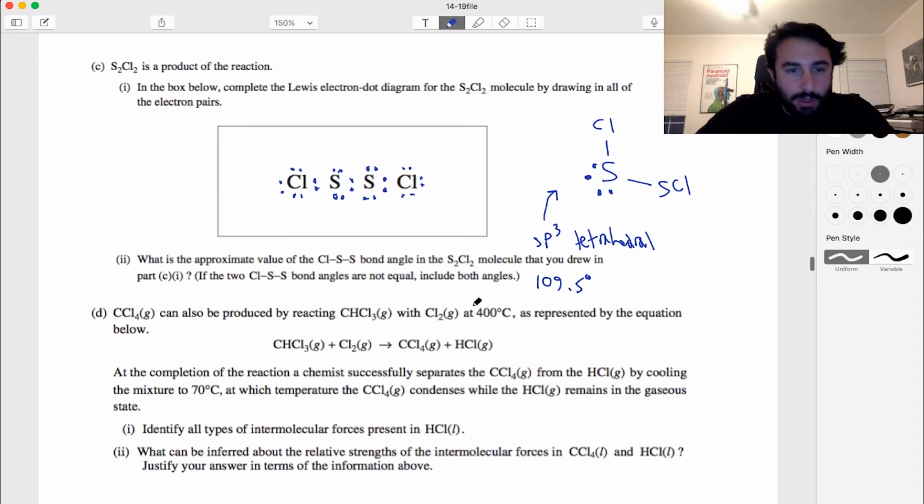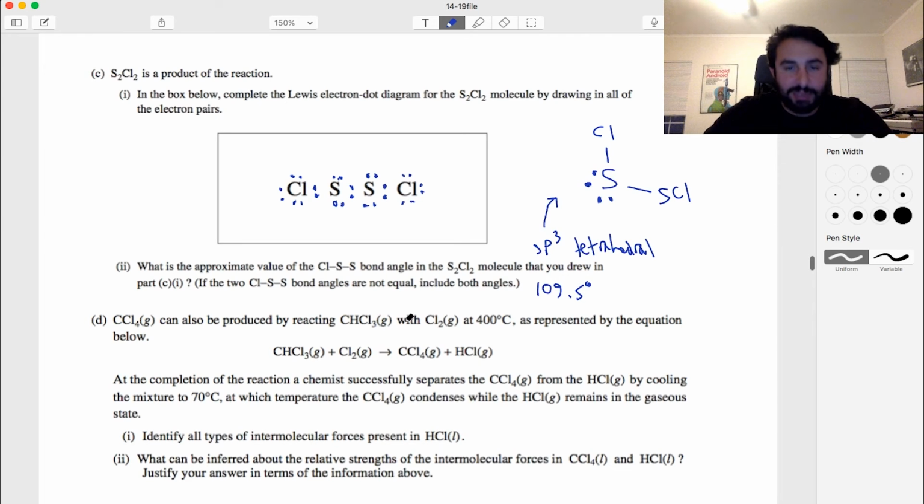Okay, so CCl4 can also be produced by reacting CHCl3 gas with Cl2 gas at 400 degrees Celsius, as is represented here. At the completion of the reaction, a chemist successfully separates CCl4 from HCl by cooling the mixture to 70 degrees Celsius, at which temperature the CCl4 condenses, so it returns to being a liquid. Right, these are gases, and we produce new gases, but when we cool it down, CCl4 condenses, while HCl remains a gas. So, number 1, identify all types of intermolecular forces present in HCl.